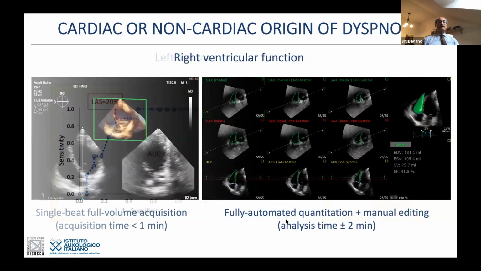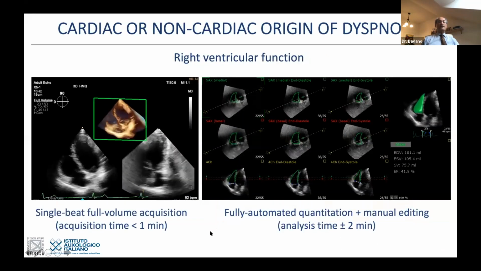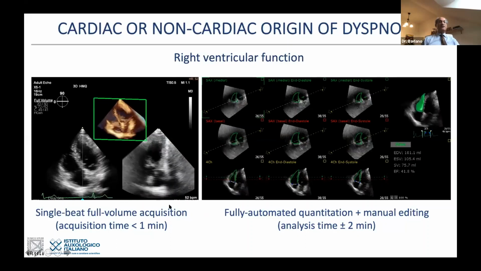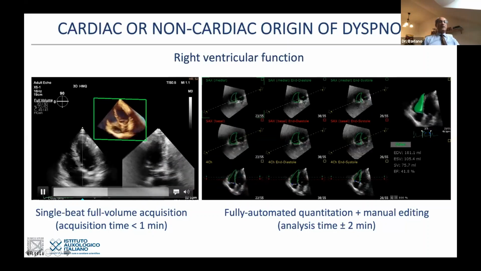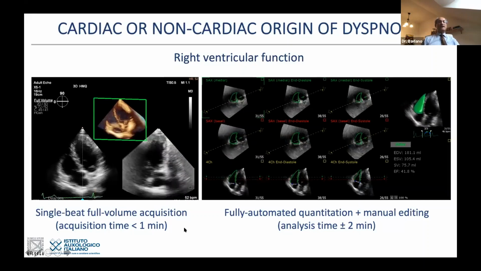Then we move to another important part of the assessment of the cardiac function of this lady, and it is the assessment of the right ventricular function. And once again, we can take advantage of the heart model. Also for the right ventricle now, a single beat acquisition is available, where you can acquire the entire right ventricle using the right ventricular focused apical four-chamber view. Similar to what we have said for the left ventricle, it is a single beat acquisition, very, very quick, and also the analysis is performed in a fully automated way.